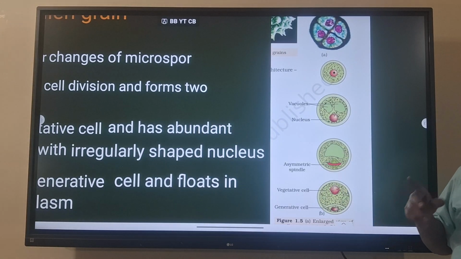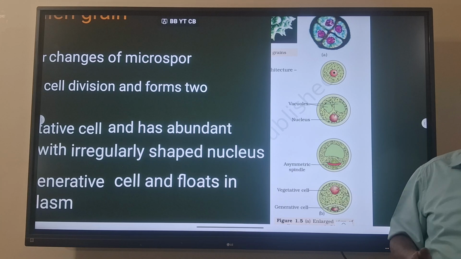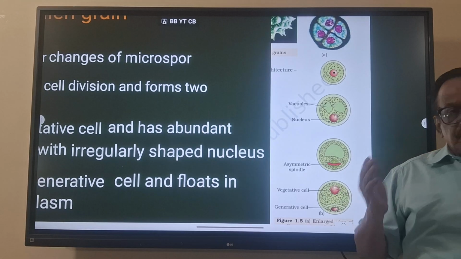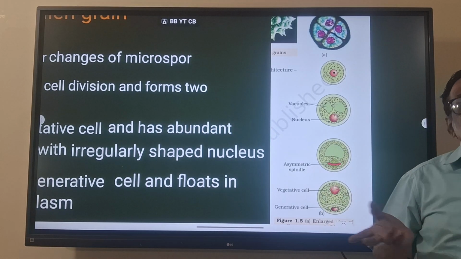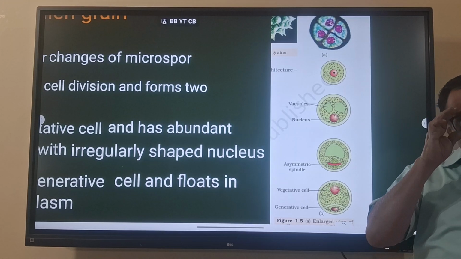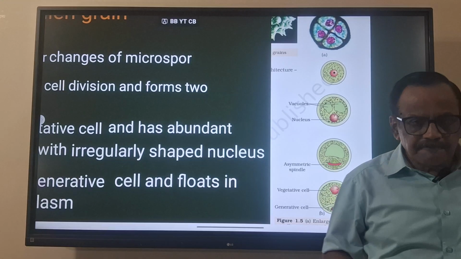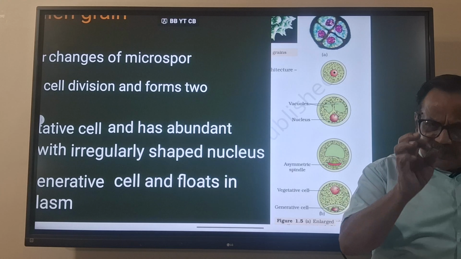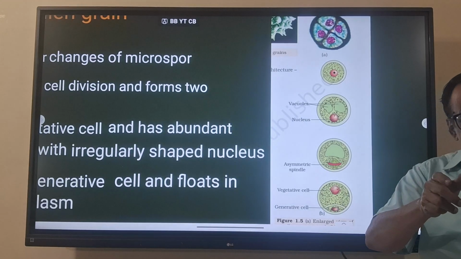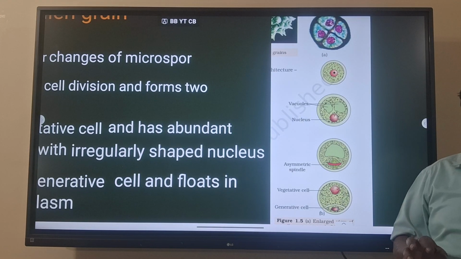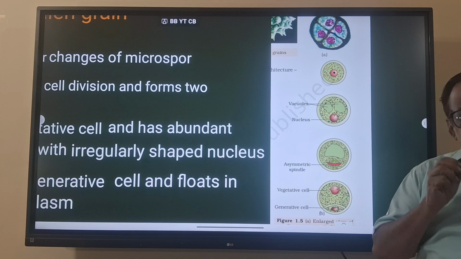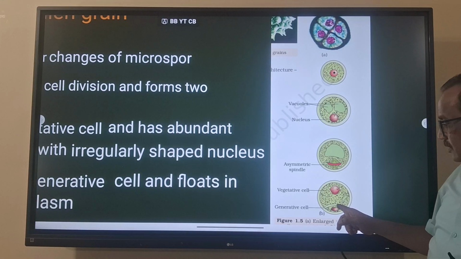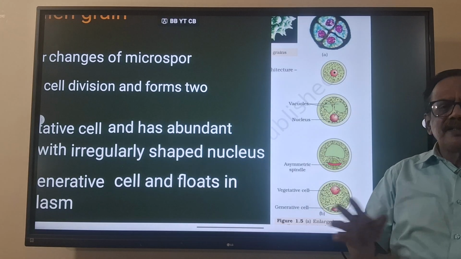How many differences are there? The vegetative cell is rich in food material, nutrients, and those nutrients are useful for producing the pollen tube. At that time, it requires a lot of energy. For that, it has a lot of food material in it. And the generative cell is spindle shaped. This is also a NEET bit. It is spindle shaped, the nucleus is present inside, and dense cytoplasm is present in the generative cell. All these things he mentioned.